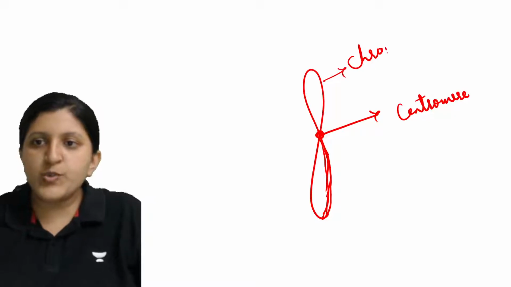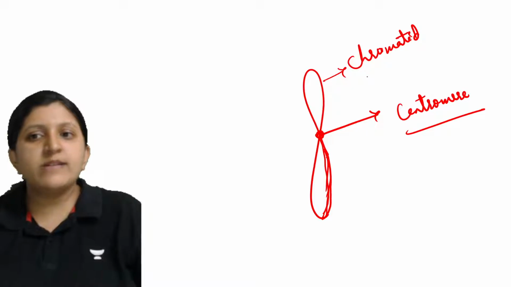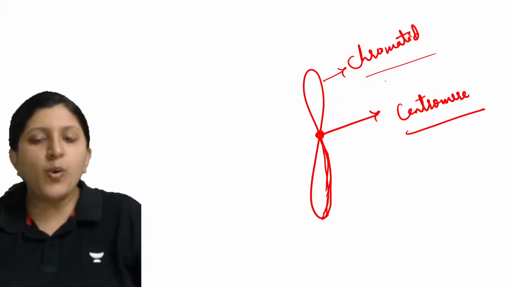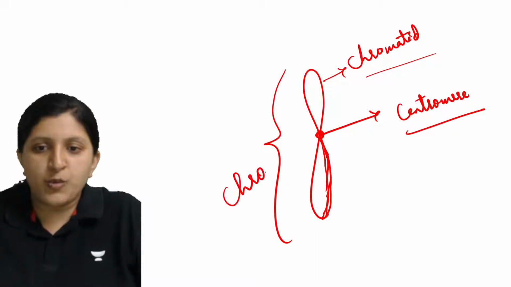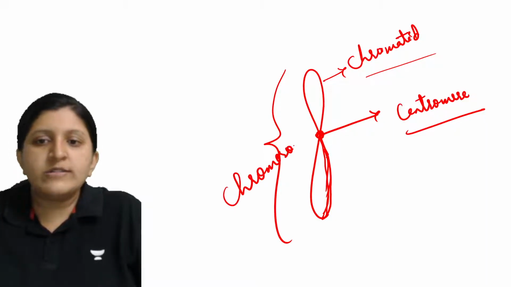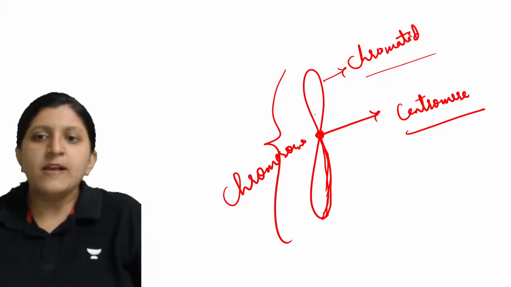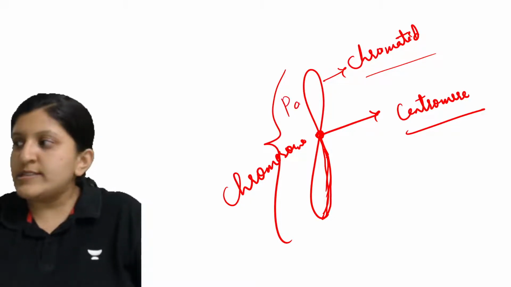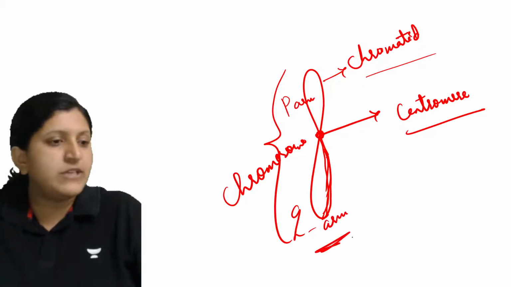Okay, so this one is what? So this is chromatid, and now centromere is there, chromatid is there, so this is the whole structure of a chromosome. So on the whole, this is the chromosome. Now there are different types, depending on where exactly the centromere is present, so we just differentiate. This is a P arm, and this one is the Q arm of the chromosome.